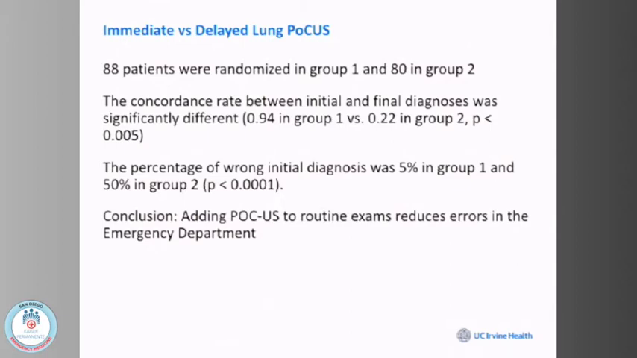The concordance between initial and final diagnoses was different in group 1 and group 2, with a significant p-value. Basically, the percentage of wrong initial diagnoses in group 1, the immediate ultrasound group, was only 5%. The percentage of wrong diagnoses in the let's-wait-1-hour group, group 2, was half the time they got the diagnosis wrong.